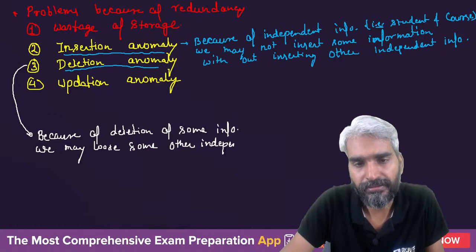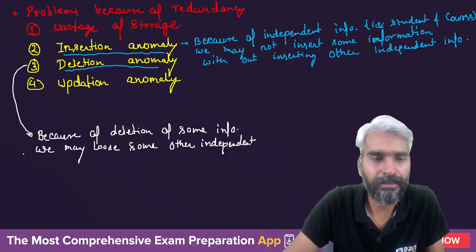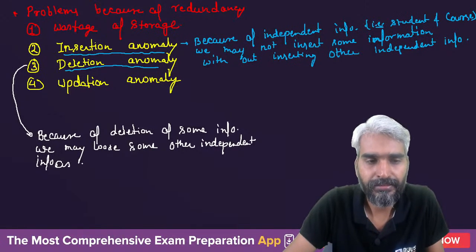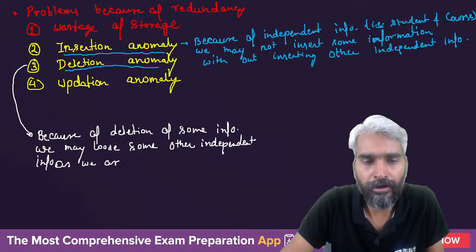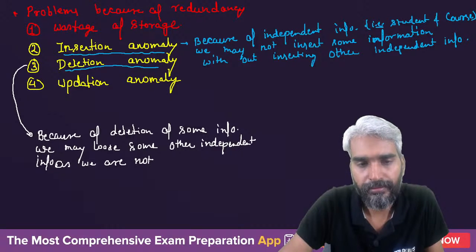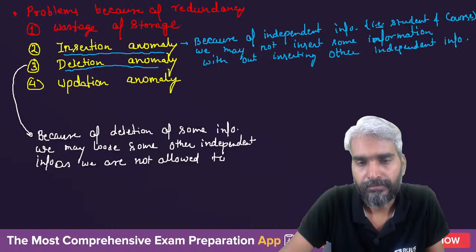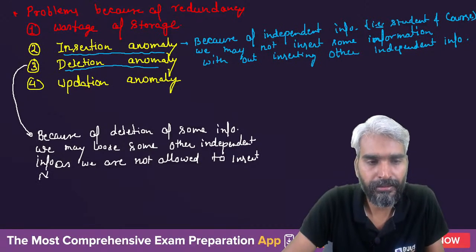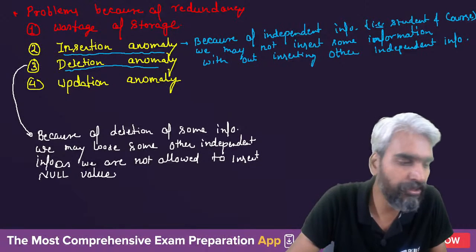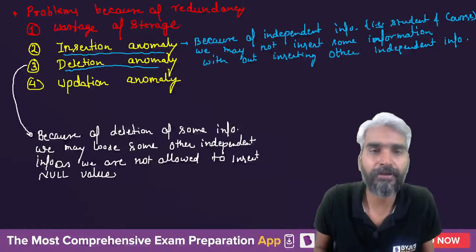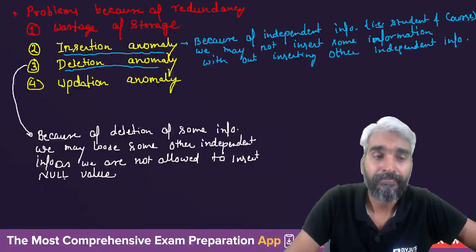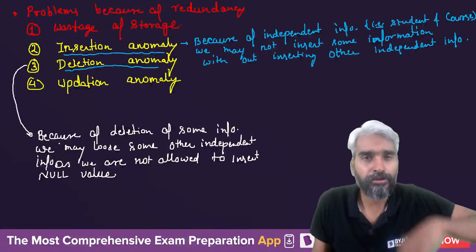These are not dependents. We may lose some other independent information as we are not allowed to insert null values. That's again the problem because of the key concept. This problem is there because of the key concept. This primary key concept is there, so you cannot put it null.